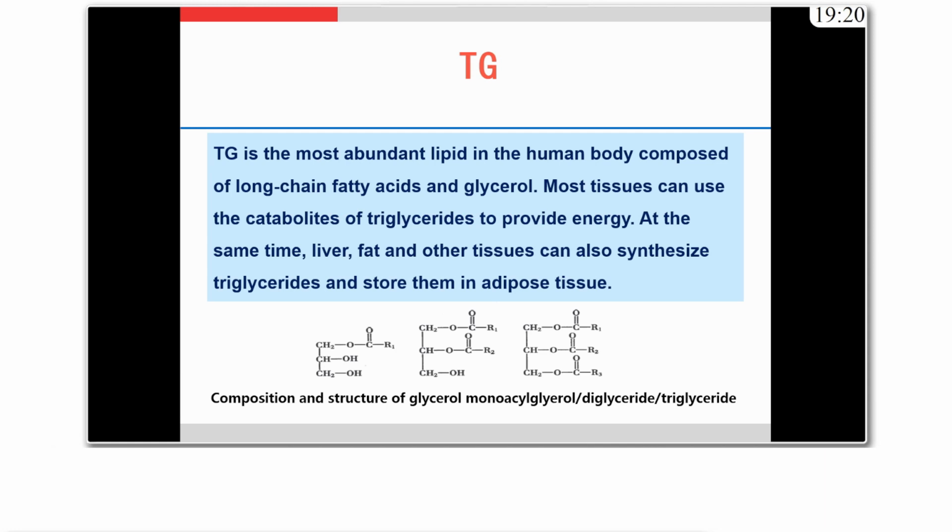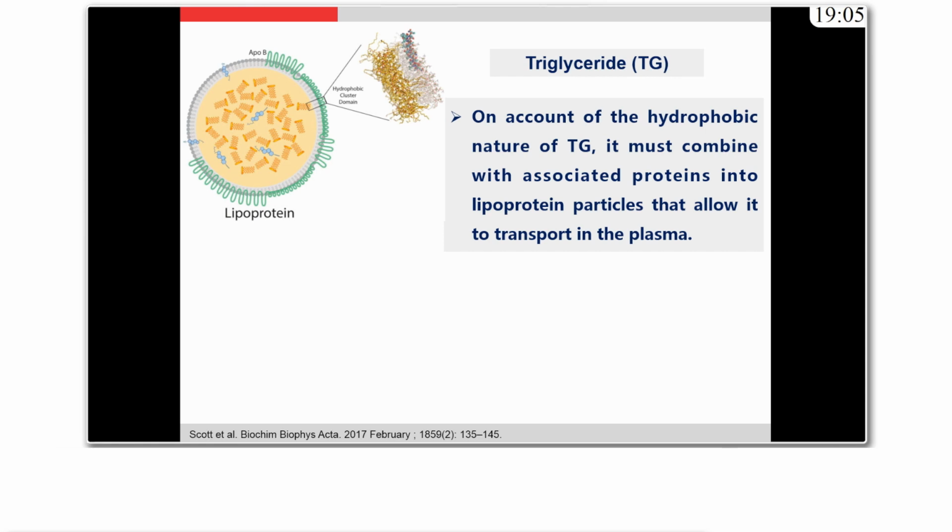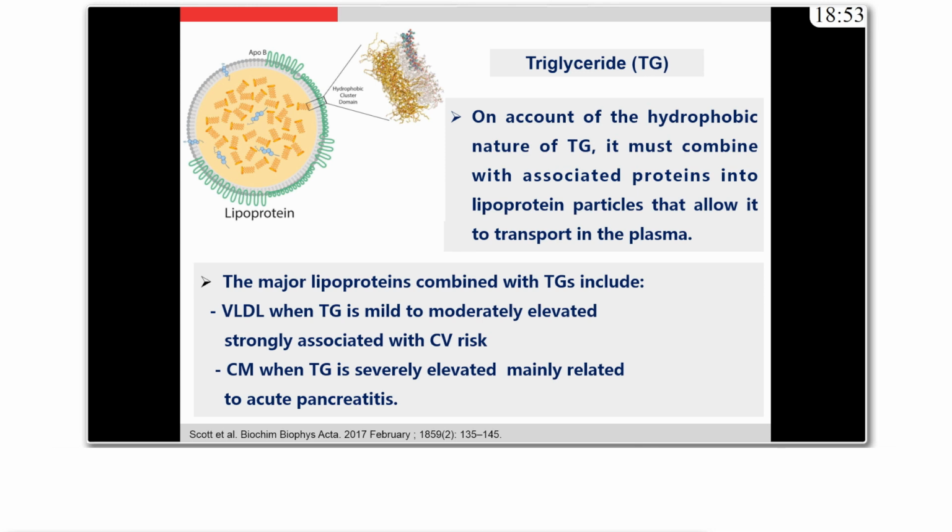TG is the most abundant lipid in the human body, composed of long-chain fatty acids and glycerol. Most tissues can use the products of TG to provide energy. Because of the hydrophobic nature of TG, it must combine with associated lipoproteins that allow it to be transported in the plasma. The major lipoproteins combined with TG include VLDL, when TG is mild to moderately elevated, strongly associated with CV risk. Another lipoprotein is chylomicron, when TG is severely elevated, mainly related to acute pancreatitis.